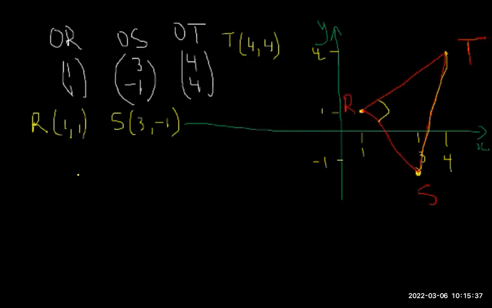So now we can move on. We know that we're trying to find the length or the modulus of TS. But there's a problem. They did not give me the vector TS. They gave me OR, OS, and OT. So how exactly do we find TS? Well, that's where addition of vectors comes in.